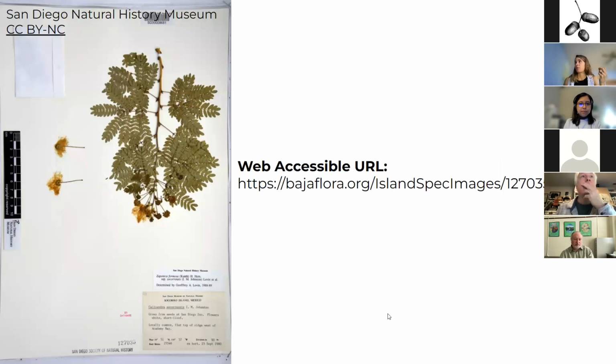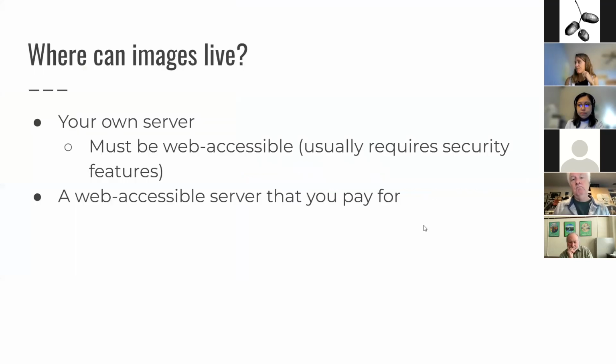So here is an example from the San Diego Natural History Museum. They keep their images on their own servers, and so they create URLs to access those images. So this URL could be put into the images table, and then anyone who is on the Symbiota portal could access the image using this URL. So it could be your own server, it could be a web accessible server that you pay for. So there are options where you can basically hire server space and say, here, I'm going to give you my images and you just give me the URLs so I can access them.